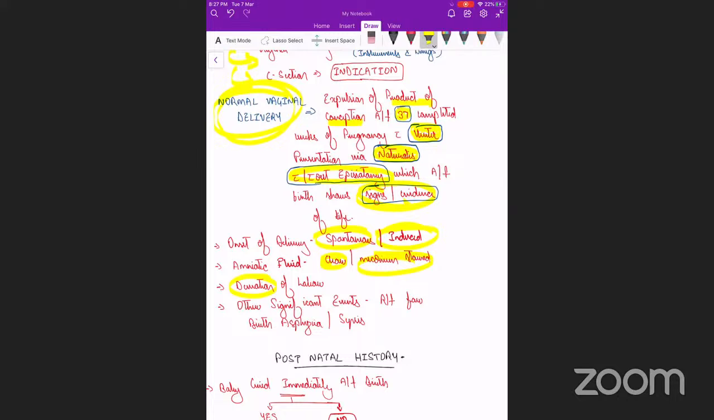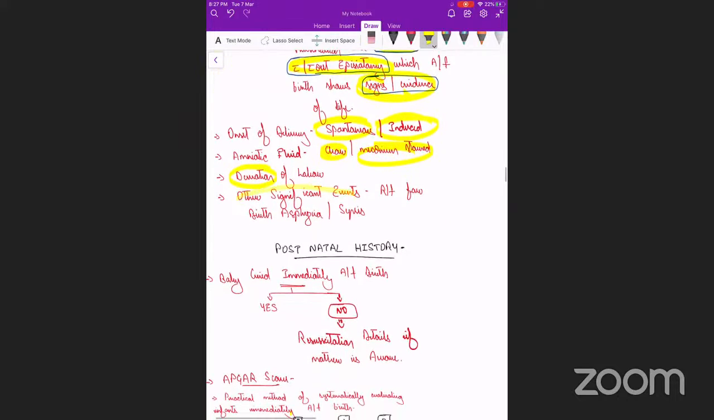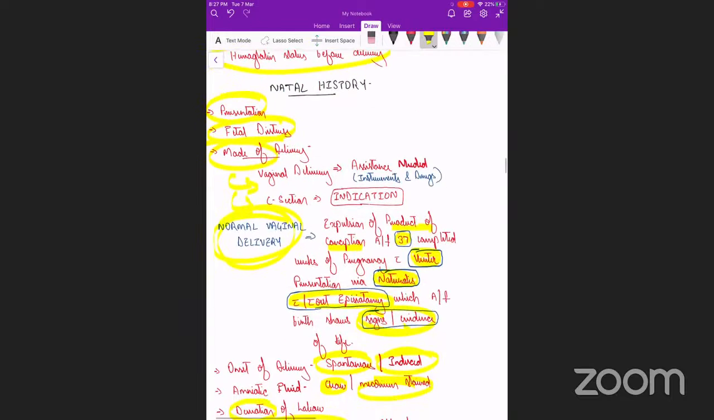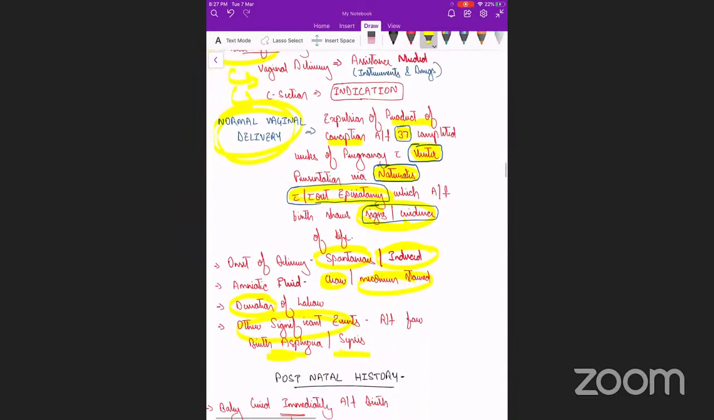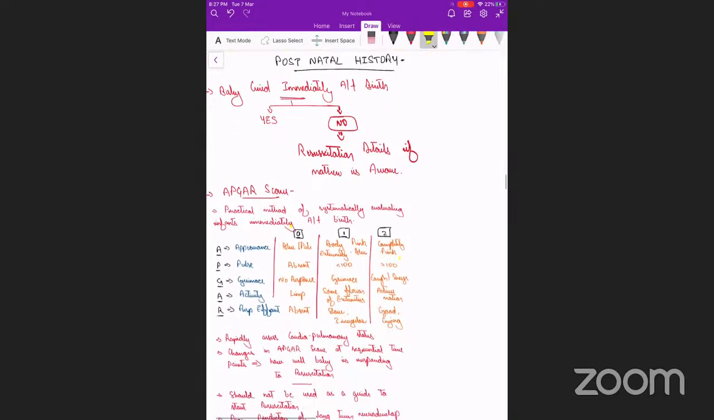So duration of labor is important, and any other significant events that cause the baby to be at risk for birth asphyxia and early onset sepsis. This is the natal history which we'll have to take. Next comes the postnatal history, once the baby is born.